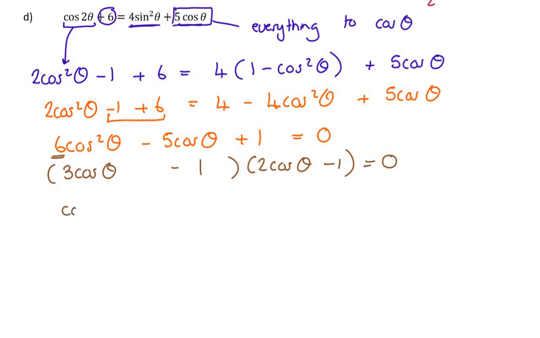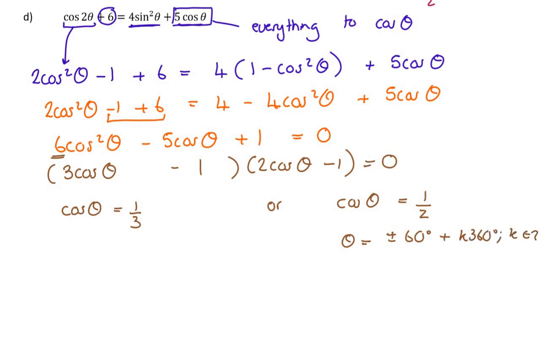Anyway, it lands you up with the fact that cos theta could equal a third, or cos theta could equal a half. Both of those are viable solutions. The good news is that it's very easy to do cos equations because you just do plus or minus. So that's quite nice. So when is cos theta equal to a half? That's plus or minus 60. That's easy because that's a special angle. So plus k 360, k is an element of integers.